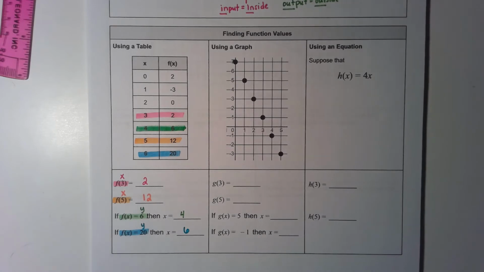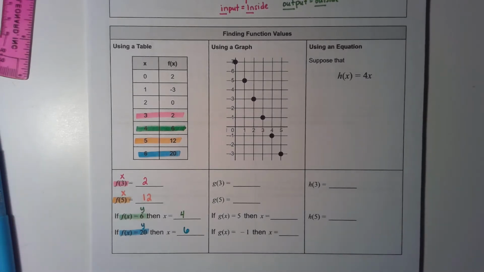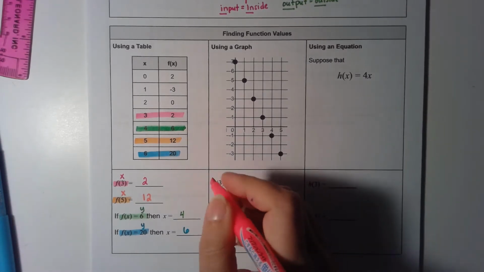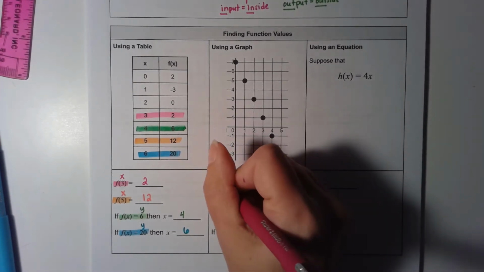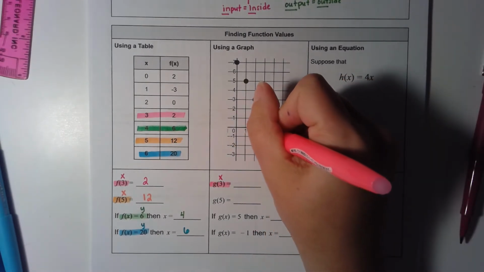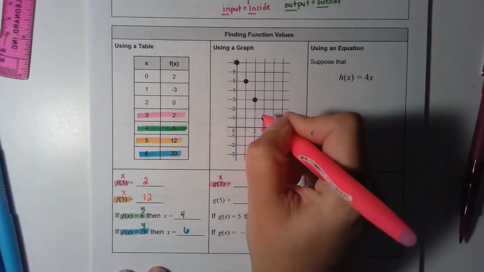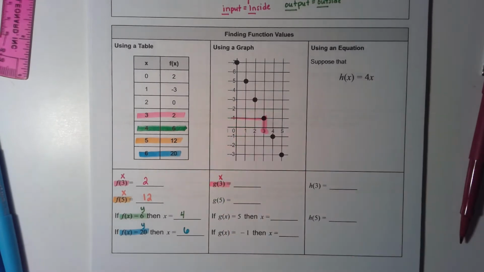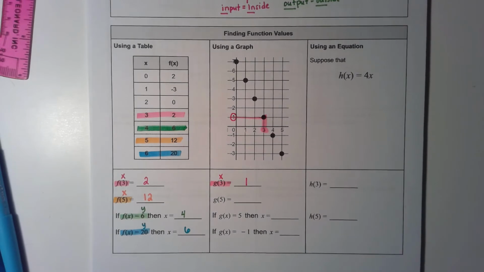Now we can do this exact same thing using a graph instead. So let's take a look at this graph. If I say find g of 3, because 3 is on the inside of the parentheses, that's going to be an input value. So I'm going to look for the number 3 along the x-axis, which is right here. Then I'm going to match that up with the corresponding point. Now that point has an output of 1. So my y value, or my output value here, would be 1.